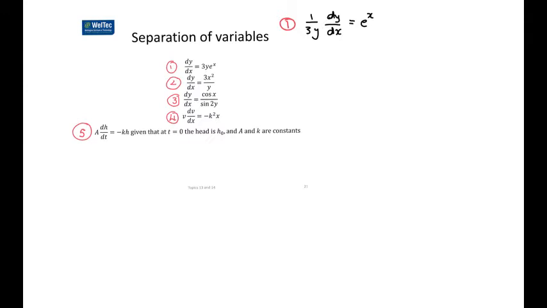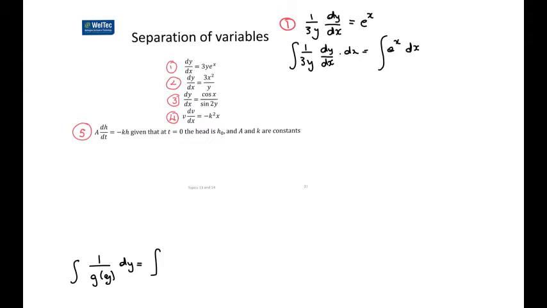The integral of the left-hand side with respect to x is equal to the integral of e^x dx. It's of the form: the integral of 1 over some function of y dy equals the integral of some function of x dx, because that just cancels out there. Or we could have done it straight from shifting this onto there. So now we've got the integral of 1/(3y) dy equal to the integral of e^x dx.